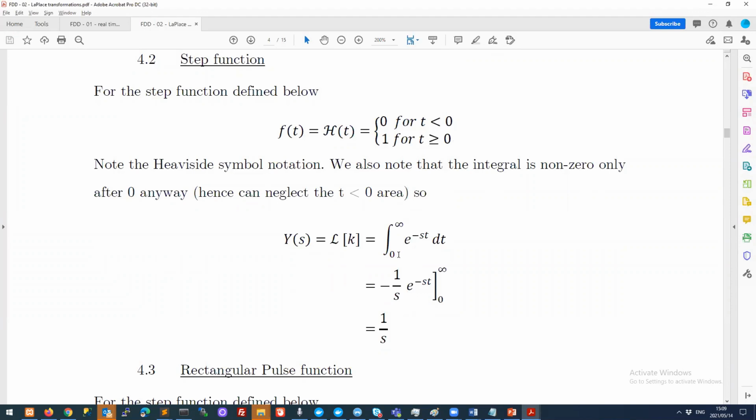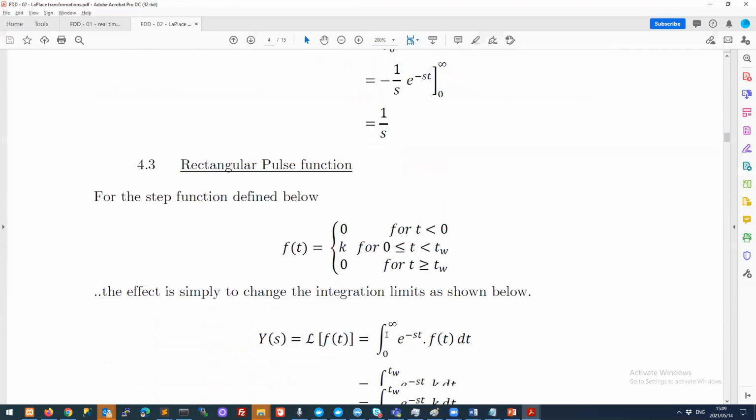So if we are integrating from 0 to infinity, which is what we integrate over in the Laplace transform, then the function simply becomes a 1. And then if you integrate that, then that's 1 over s. So the Laplace transform of the Heaviside function is 1 over s.